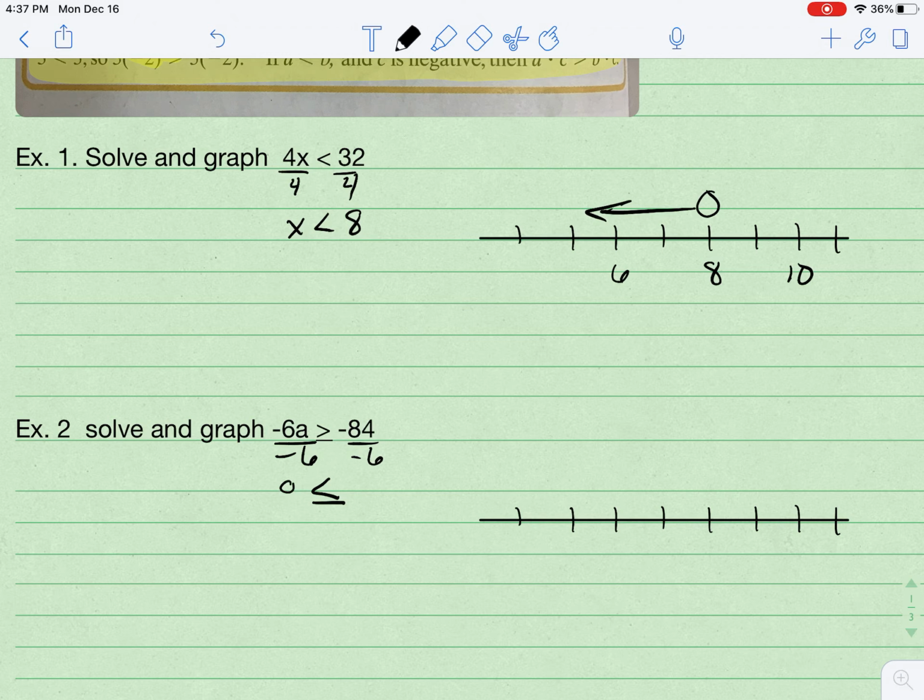On the left-hand side, you're going to be left with a. And a negative divided by a negative becomes a positive. And that would be a positive 14. So 6 can go into 84 14 times. A negative divided by a negative is a positive. Okay, so then we'll graph this.